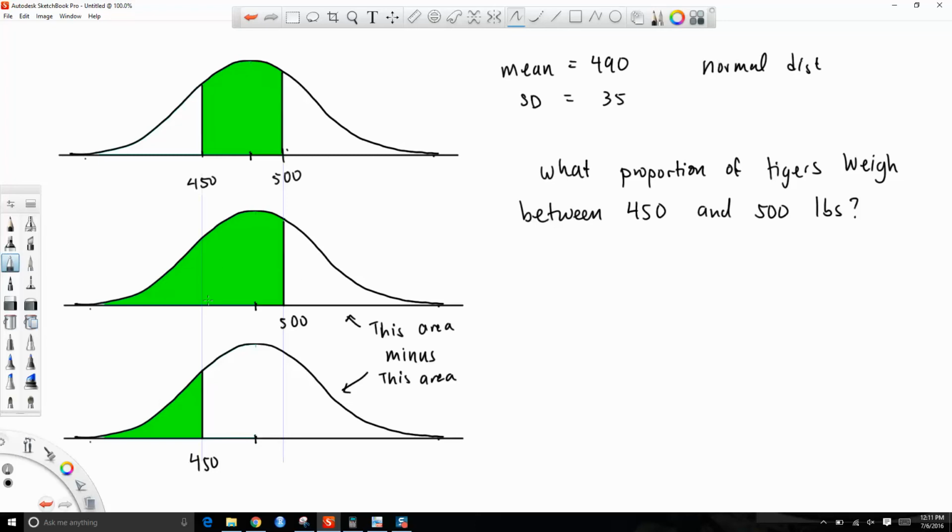So do we know the answer to 500? We already do, actually. We have z is equal to 500 minus 490, divided by 35, and we said this is z equal to 0.29, and that gives me the area. Probability that z is less than 0.29 was 0.6141.